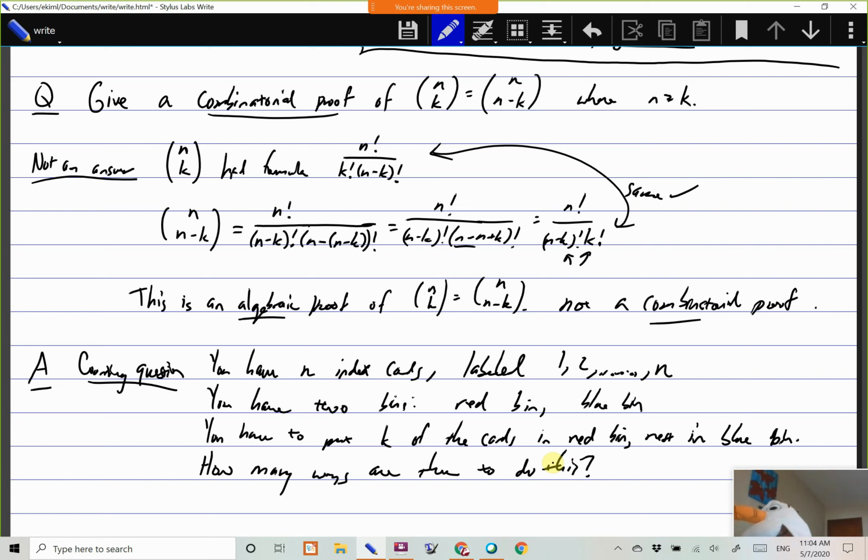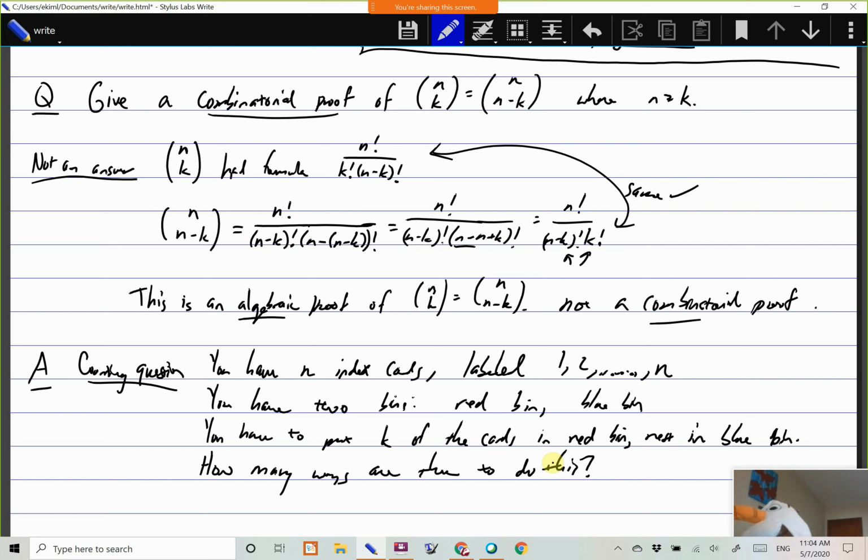And so, give a combinatorial proof of n choose k is equal to n choose n minus k, where as part of this problem, n has to be greater than or equal to k. So first of all, here's not an answer. Still, there's something relevant in what we're about to say, just as a reminder that n choose k was defined by a formula. This was n factorial over k factorial times n minus k factorial. So that would be the left side.